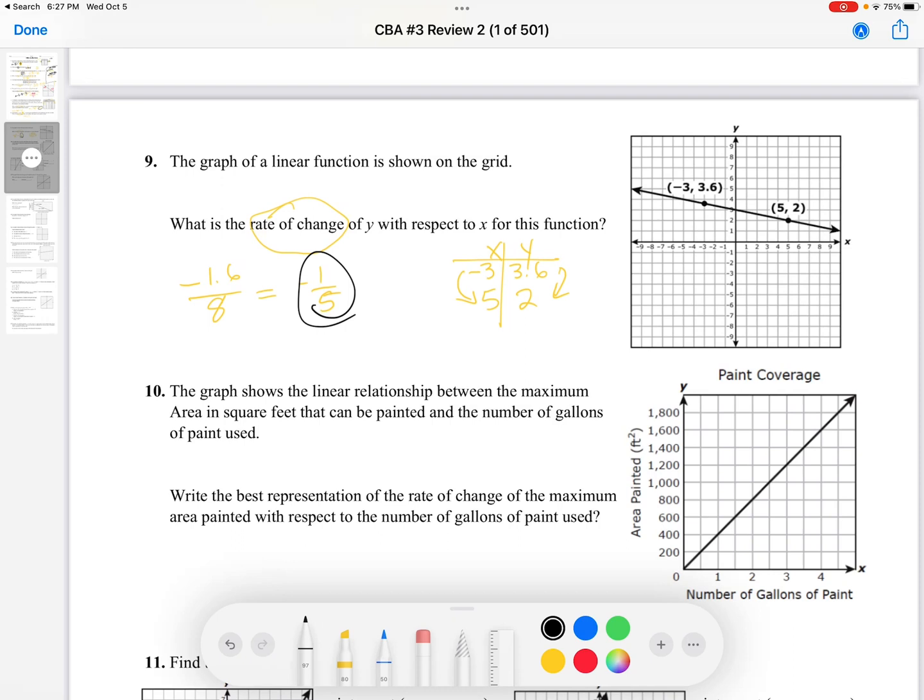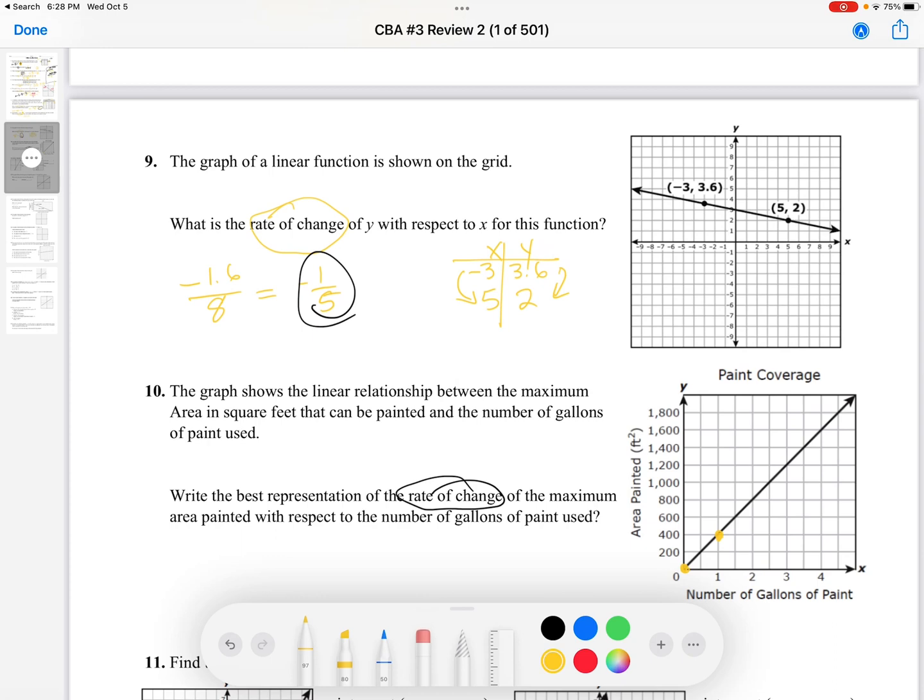Now for number 10, it says a lot, but we're looking at the graph over here on the right, and it says write the best representation of the rate of change. So that's what it told us to do. It doesn't give us 2 points, but we can choose 2 points. So I chose the point 0, 0 right here. And I also chose the point 1, 400. Now, if you choose a point like right here, 0.5, 200, that's fine. But you do have to realize this is 0.5 for this x right here. So I just recommend sticking with the whole numbers.